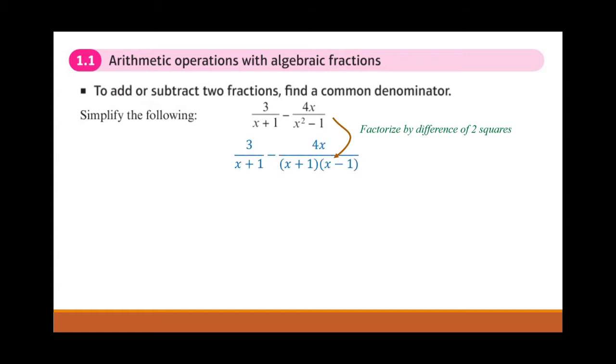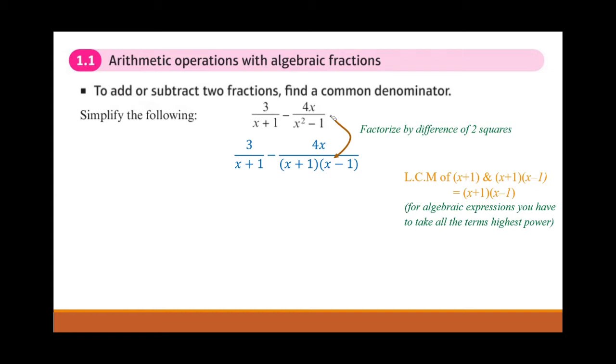So here this difference of two squares, you can write the two factors x plus 1 and x minus 1, right? That's x squared minus 1. Once you have factorized it, you can go to finding the LCM of the denominators. So we have two denominators here, x plus 1 and x plus 1, x minus 1. So using the rule, taking all the terms with the highest power gets you x plus 1, x minus 1 as the LCM.